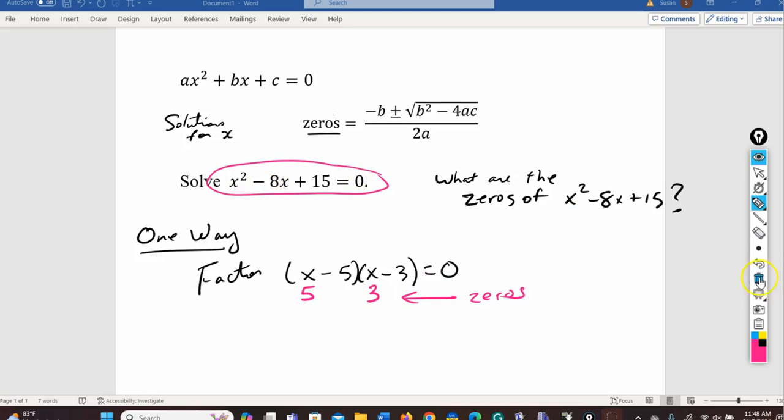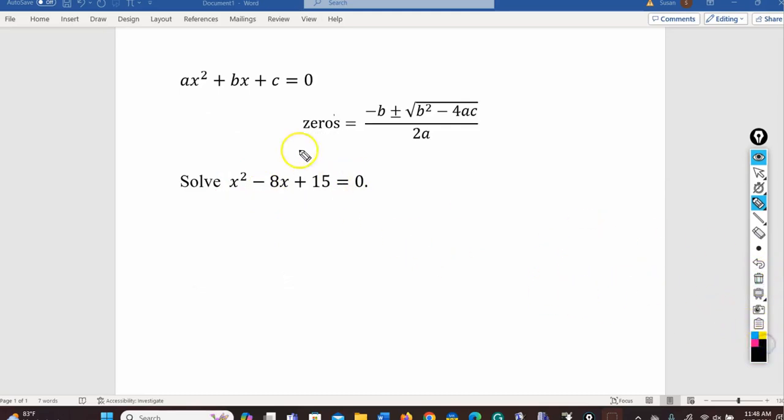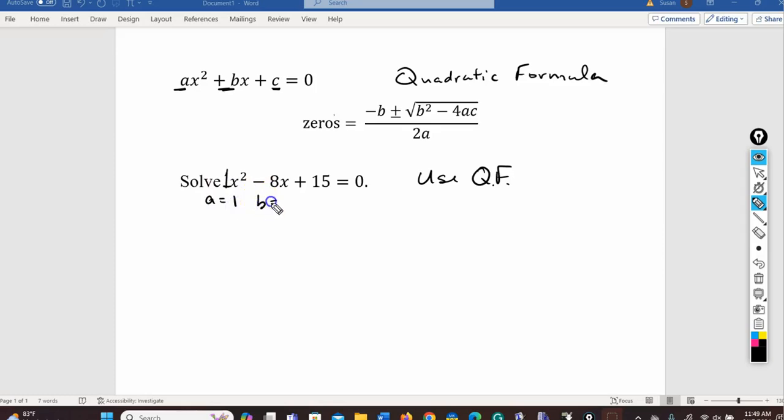Now that's great if you can factor it. But there's another way you can use what's called the quadratic formula to find the zeros. So if I want to find the zeros, then a, b, and c are equal to these numbers. If I'm going to use the quadratic formula to solve this, then we can see that a is going to be equal to the number 1. B is equal to negative 8, not 8, negative 8. And c is equal to 15.